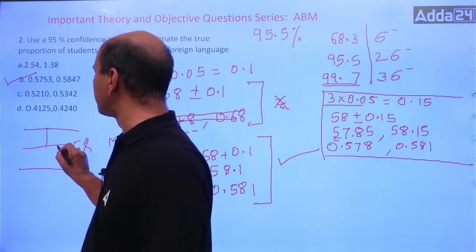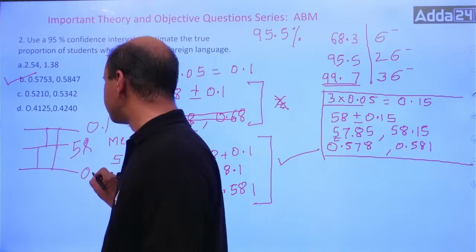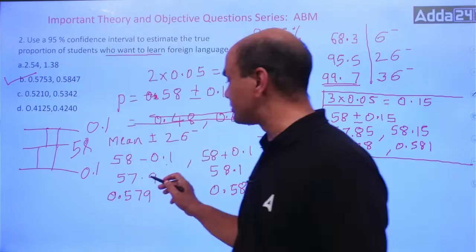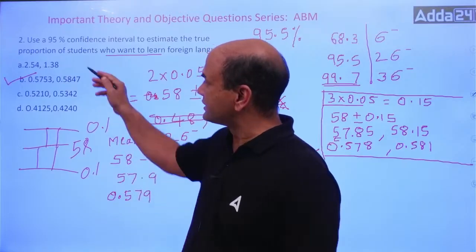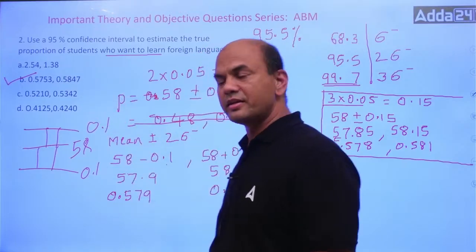So it means 0.1 over here plus, and 0.1 over here minus. So 0.1 on this side minus. So it will be 58 plus and minus, maxima and minima. Okay, and you will see the answer. One of the answers will be there.